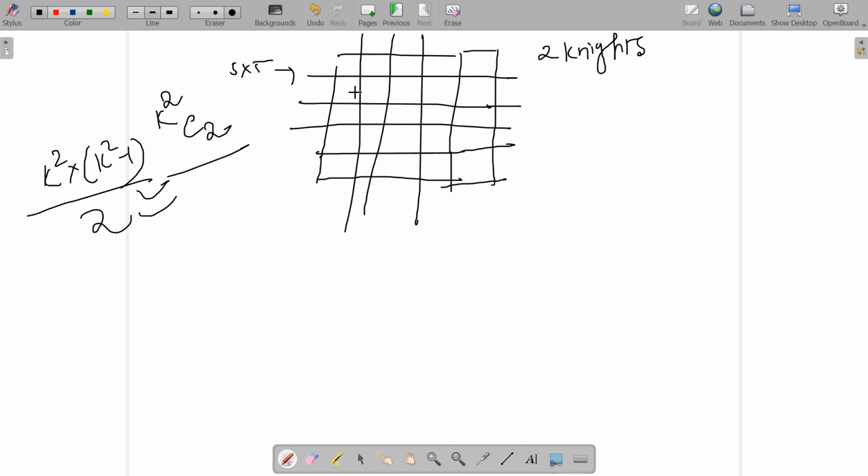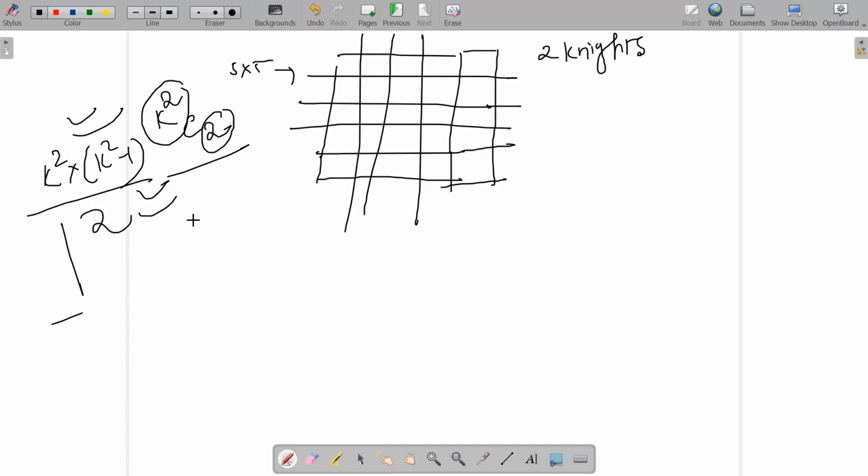Now I have to find out ways such that if I subtract from this the number of ways the knights can attack each other, I got my answer. Am I correct? This is the total number of ways in C2, right? K square are the number of cells. From there, you select just 2. You get the combination that in how many ways I can place 2 knights.